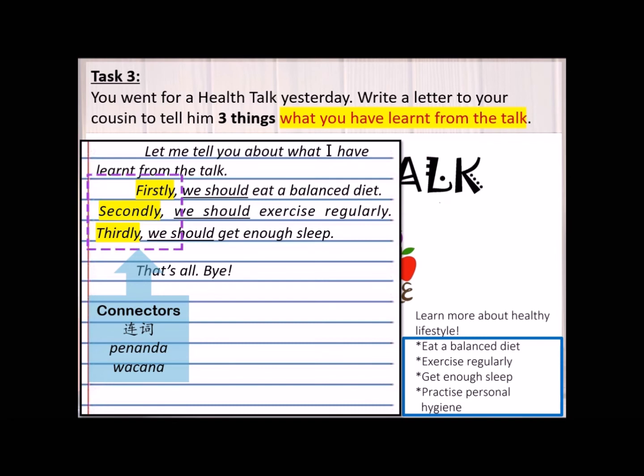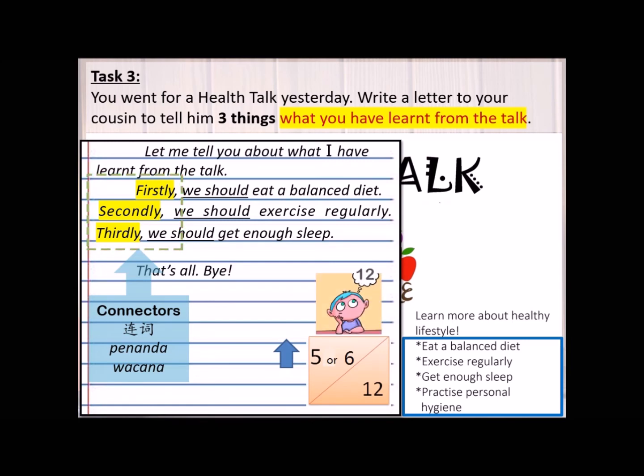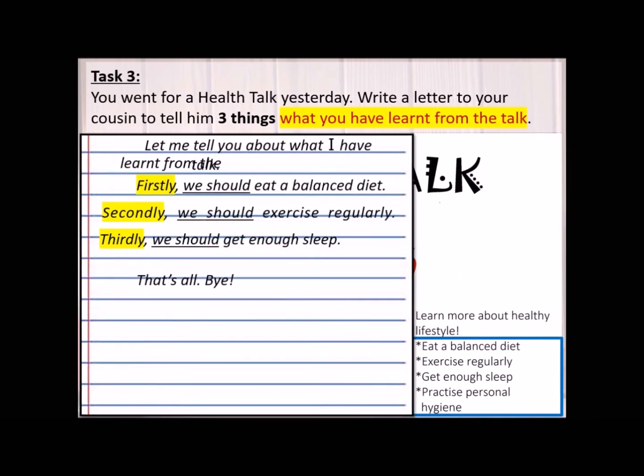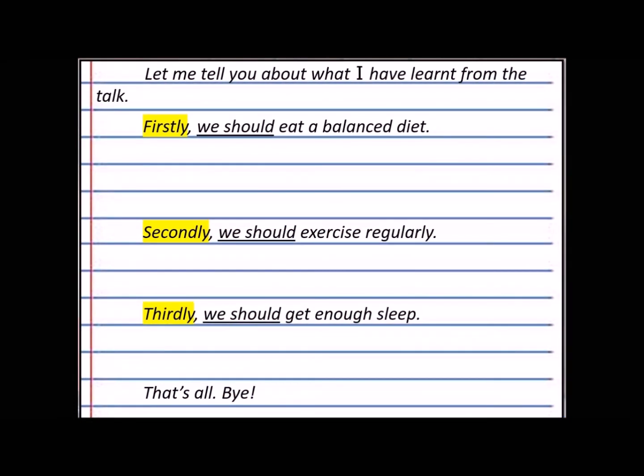内容更有条理, isi kandungan menjadi lebih teratur. Once you add in connectors, the mark should shoot up to 5 or 6. That's pretty good, but it's still far from getting 12. Well, if you still remember, to score higher marks, you need to tell readers more by adding your own ideas. Let's see what we can add into the content.